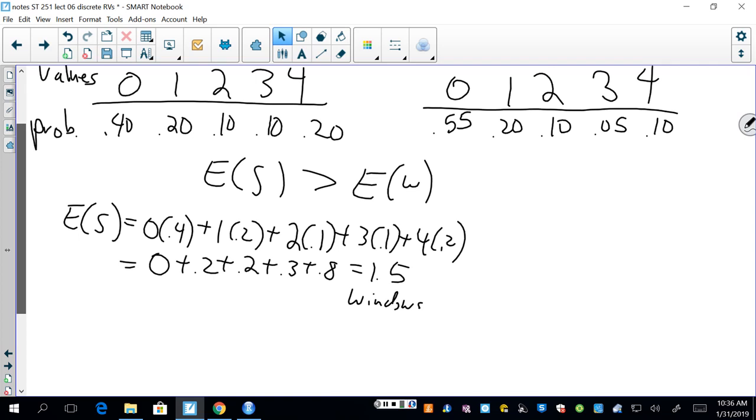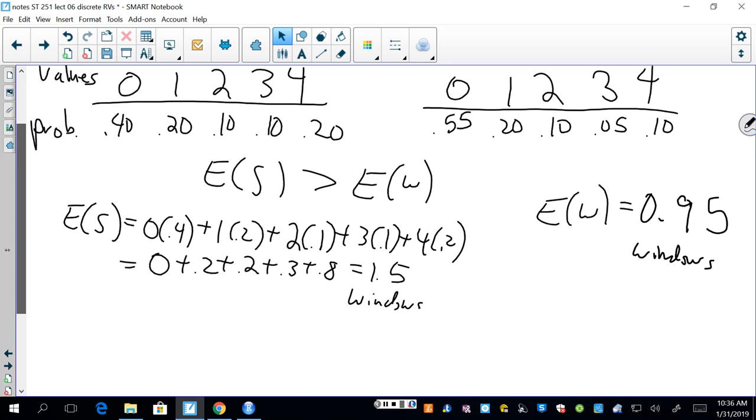The expected value of W, if you do that same sort of thing, was 0.95. Skewed towards more at 0. Yeah, so the average is higher in the summertime. Almost 50% higher. Well, more than 50% higher.